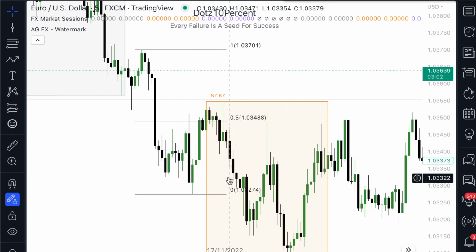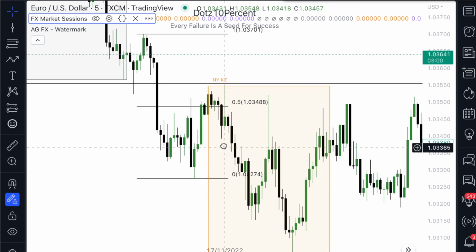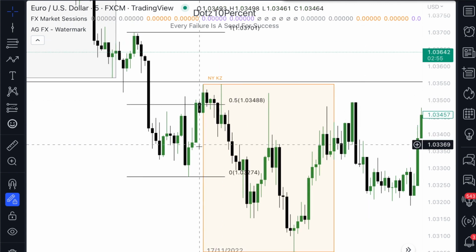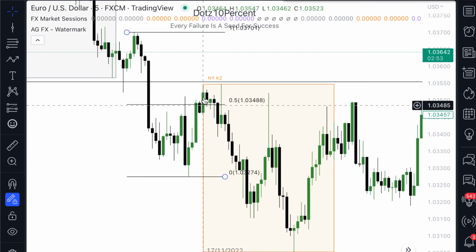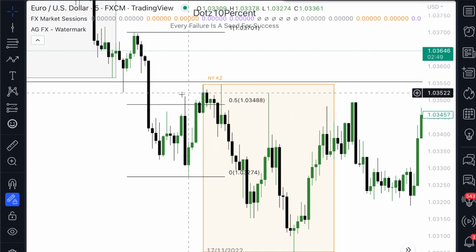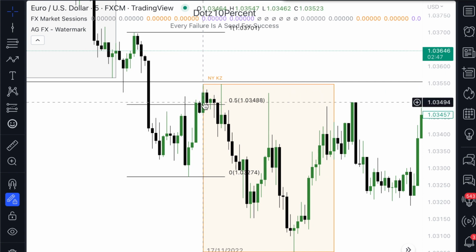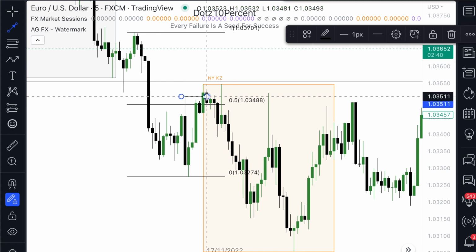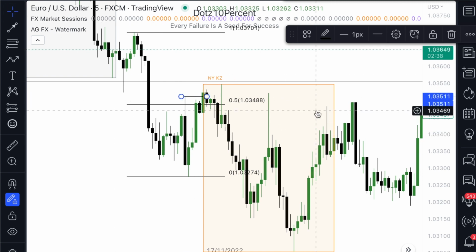Your kill zone is starting. In your kill zones, you expect a sweep before your trades are green lighted. What does the first candle of the kill zone offer you? A sweep. This is the first candle of the kill zone. And what has it come and done? Swept into a premium.